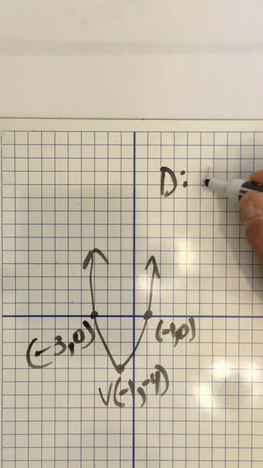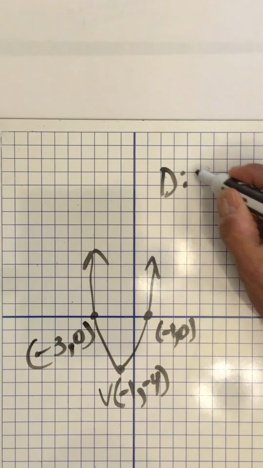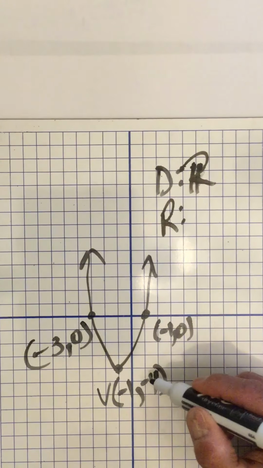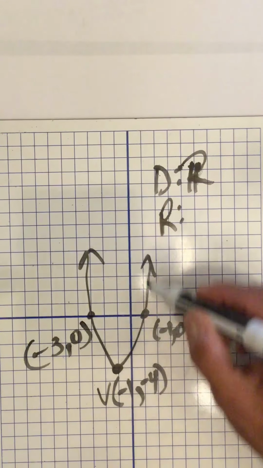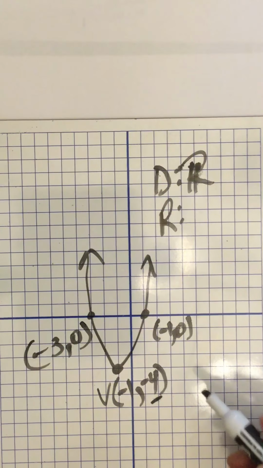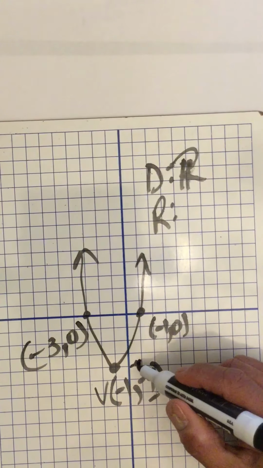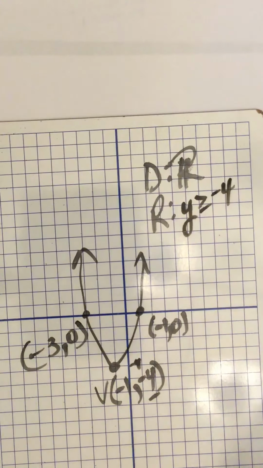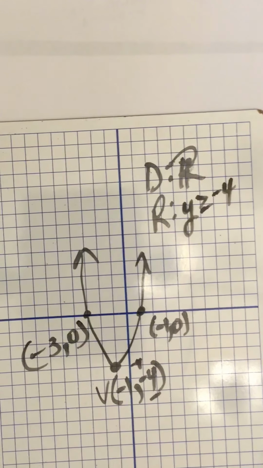The domain in this problem, what numbers can you put in for the x's? All the way to the right, all the way to the left? I can put in any number. How about the range? What can I put in for the range? Well, this point right here is a minimum, right? And what's the lowest that it goes? The lowest that it goes is negative 4. So your y value has to be above negative 4. So y has to be greater than or equal to negative 4. All right? That's basically how you do these problems.